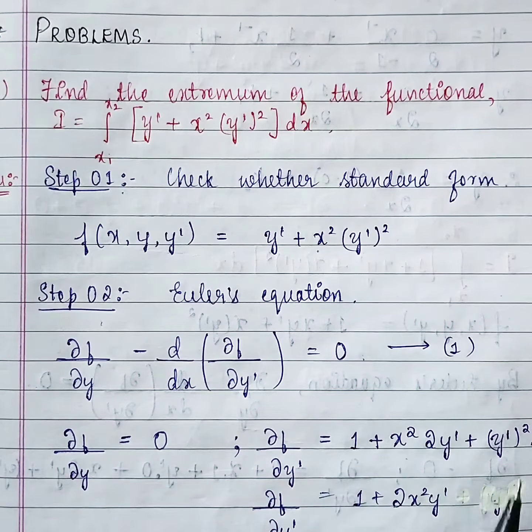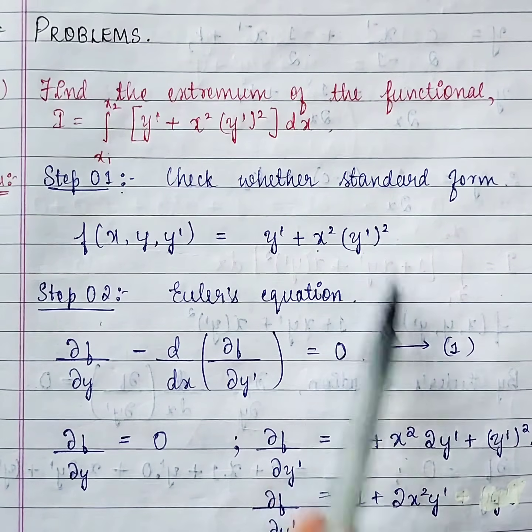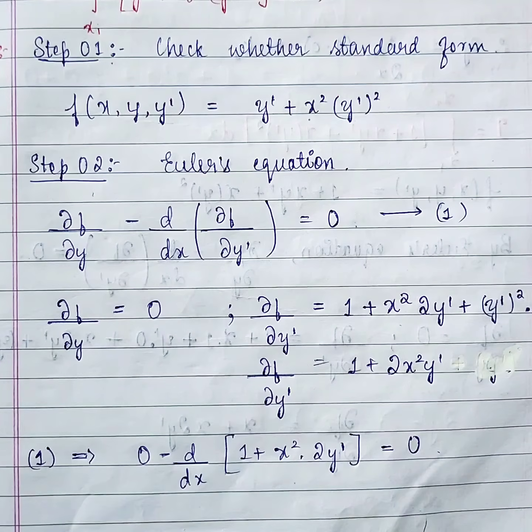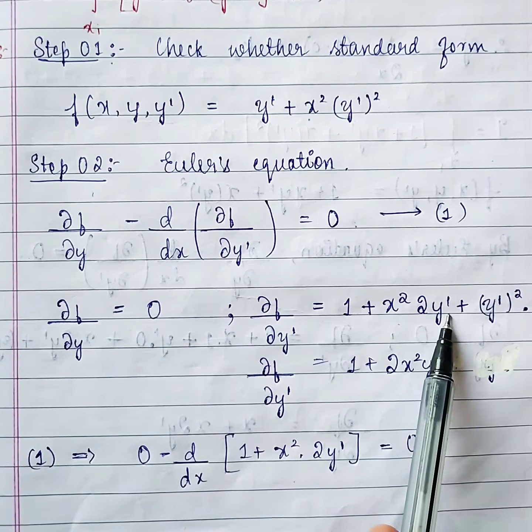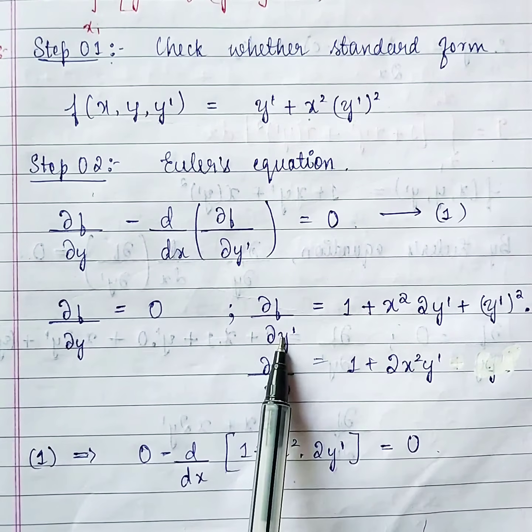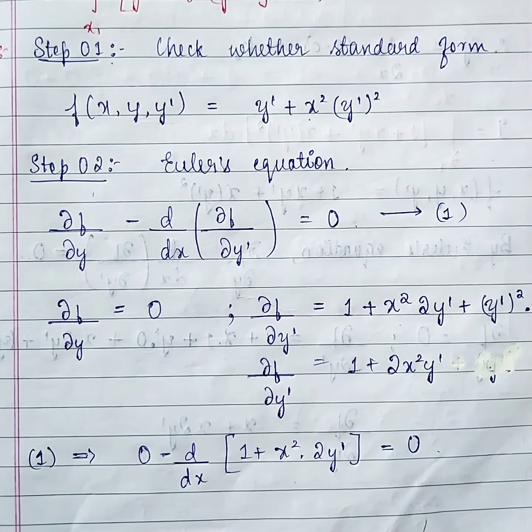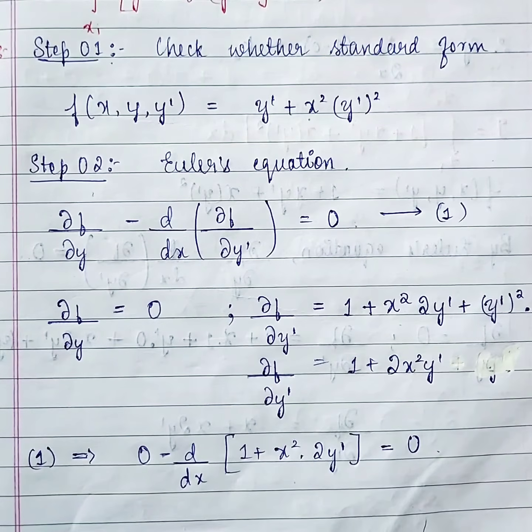So y dash square if I differentiate, 2y dash, and y dash square you just keep as it is. X square if you differentiate will become 0. In normal differentiation what we would do is 2y dash and then write y double dash. This is not normal, this is just partial, keep this in mind. That is why I start with 2y dash. Okay, so by simplifying this I will get 1 plus 2x square y dash.